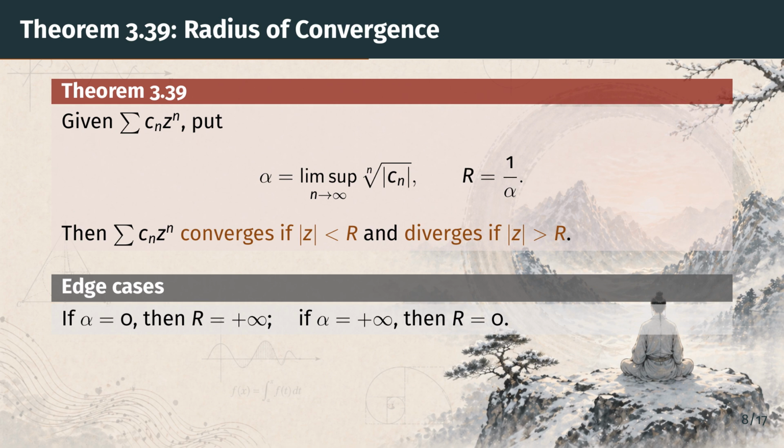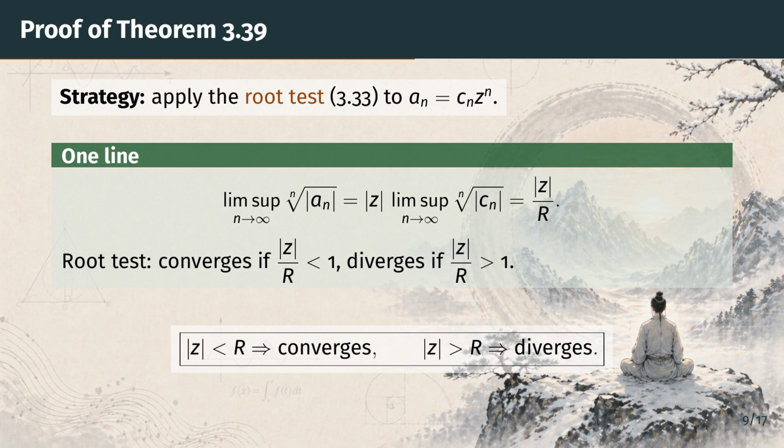The remark handles the two extreme cases. If alpha is 0, we set r to plus infinity, so the series converges everywhere. If alpha is infinite, then r is 0, and the series converges only at the origin. Next comes the proof, which is just one line. The proof is a direct application of the root test from earlier in the chapter.